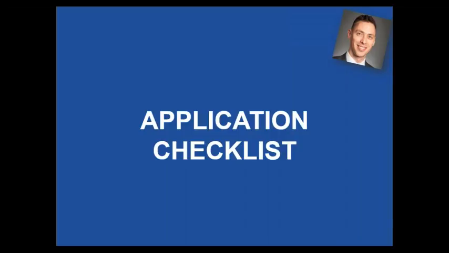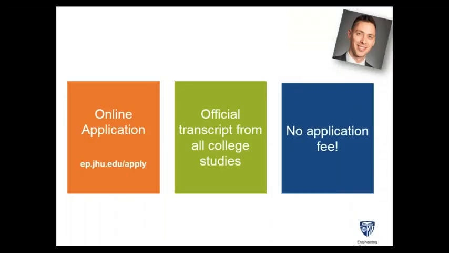In terms of the application, it's a pretty straightforward process. The application is available online on our website, and there's the URL right there. If you fill that out, hit submit. The only thing we need at that point is your official transcripts from all of your college studies. And typically what you can do is go to your undergrad or other master's degree studies. A lot of times they have it available online where you can just fill in the information and have it sent directly to us.